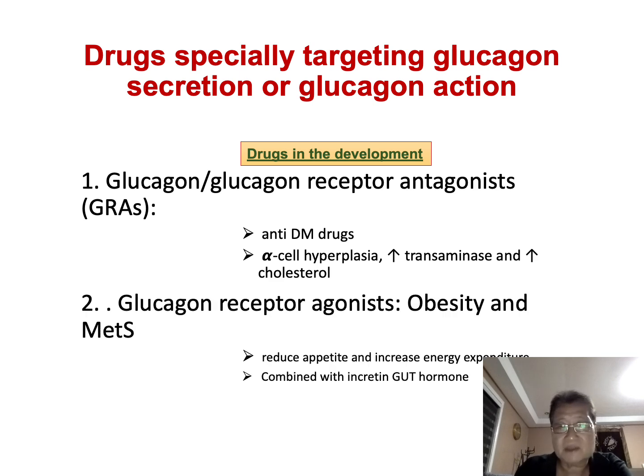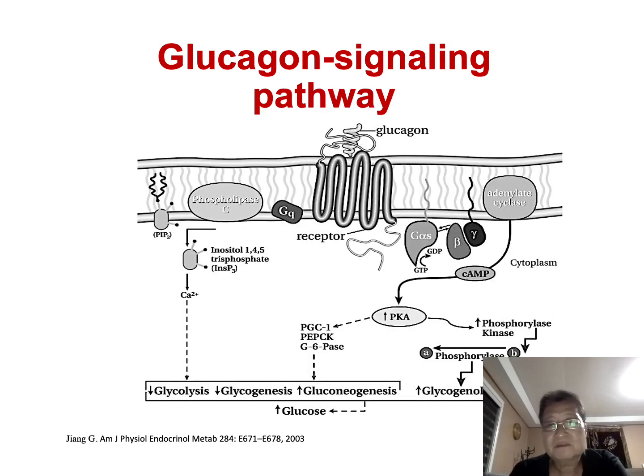The second one is glucagon receptor agonists. Instead of antagonizing, they are investigated as treatment for obesity and the metabolic syndrome. The reason is to utilize the ability of glucagon to reduce appetite and increase energy expenditure, and to avoid hyperglycemia. It is combined with incretin gut hormones such as GLP-1 or other naturally occurring gut hormones like oxyntomodulin or GIP, etc. So now, we will discuss the glucagon signaling pathway, together with the importance of receptors.